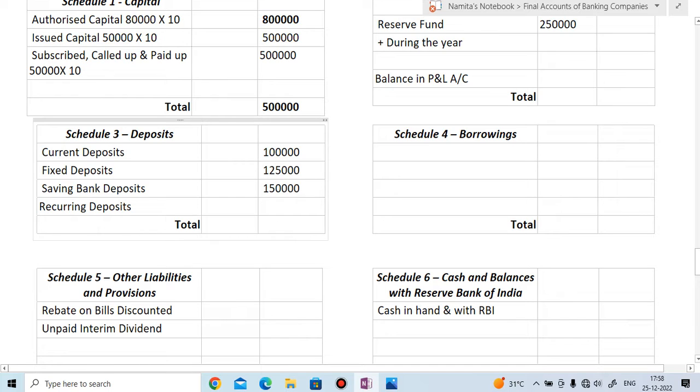1,50,000. Okay, there is no adjustment on the deposit, so directly write the amount in the outer column.